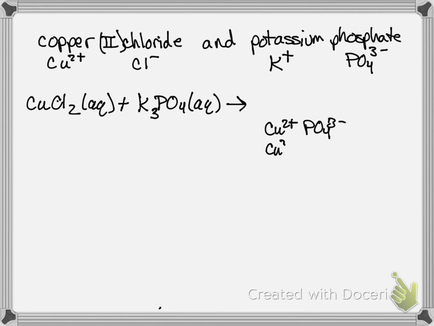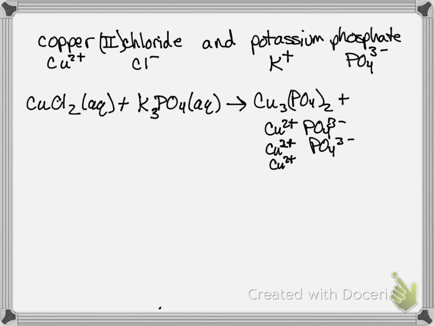So that means I'm going to need 3 of these copper 2 pluses and 2 of these phosphate ions. So that means I'm going to need 3 of those and 2 of those. That is copper 2 phosphate. Has nothing to do with how many of anything are on the left side of the arrow.